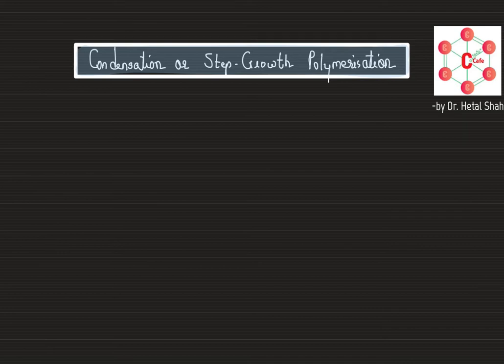So let us first of all talk about condensation or step growth polymerization. In this video, we would be talking about the second type of polymerization reaction. The first type that we did was addition type of polymerization reaction. Now we take up condensation type of polymerization reaction. This is also called step growth polymerization. And why is it called step growth polymerization? We would also be talking about that.